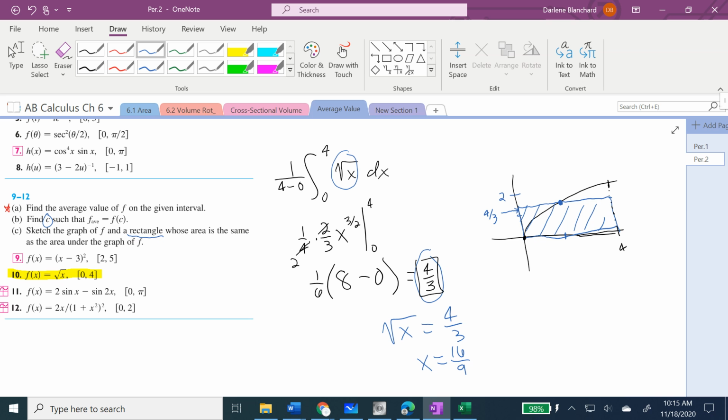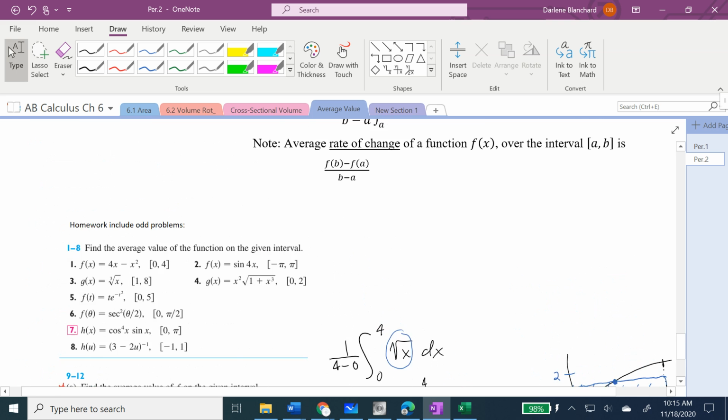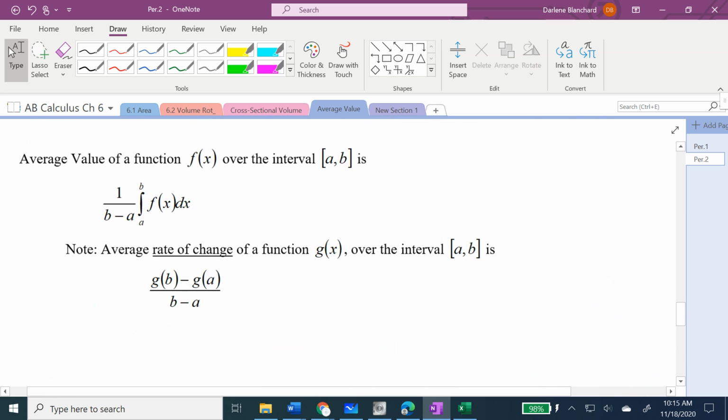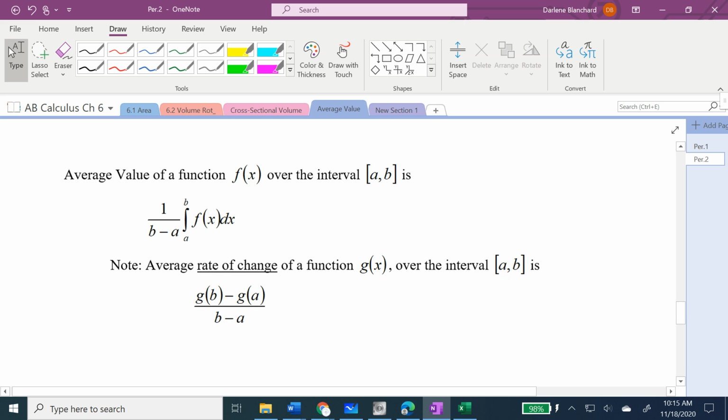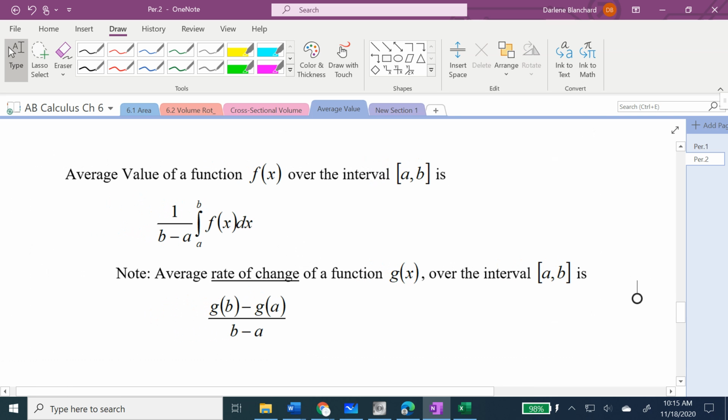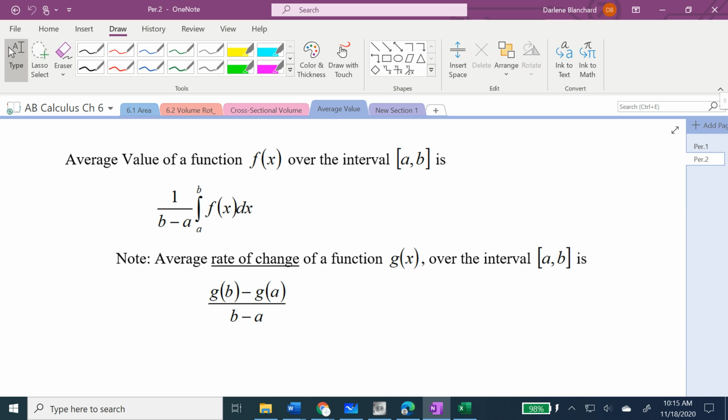So average value is really pretty straightforward. The only issue is you need to understand when you hit the AP test that the word average shows up in two different circumstances, because you can't just use any average formula. You have to use the average formulas that calculus expects you to be using.